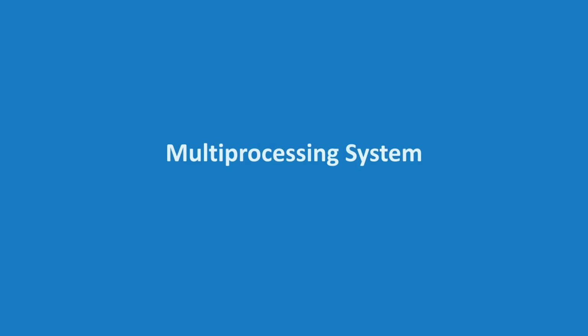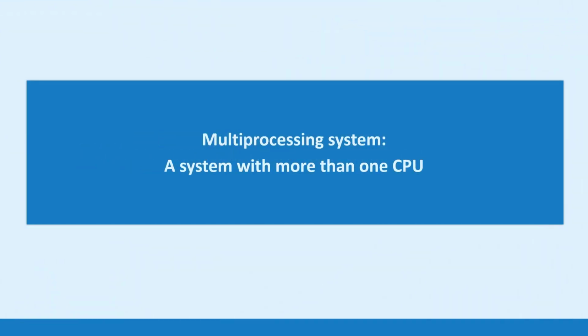Another type of system which became very popular in the past, say, 20 years is called a multiprocessing system. Simply put, a multiprocessing system is a system with more than one CPU. And basically, as of today, most consumer phones and PCs are multiprocessing systems. So, how does a multiprocessing system work?